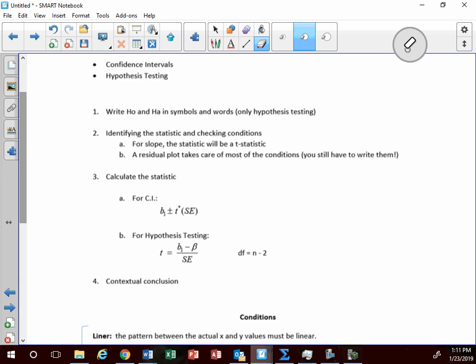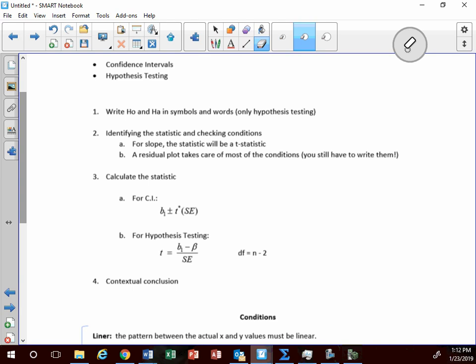Did you get a packet? Okay, perfect. All right, so like before, we have to identify our statistics. We have to check some conditions. Conditions are slightly different. Your residual plot is going to account for almost all of the conditions you have to check. We're going back to using t-statistics when we're talking about slope of our regression line.